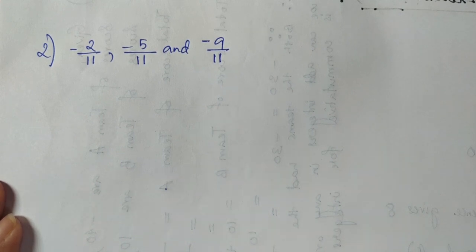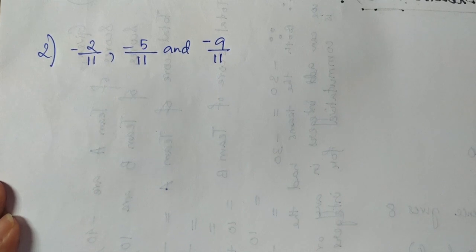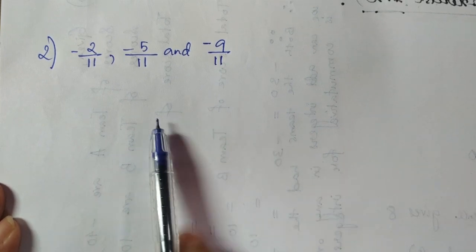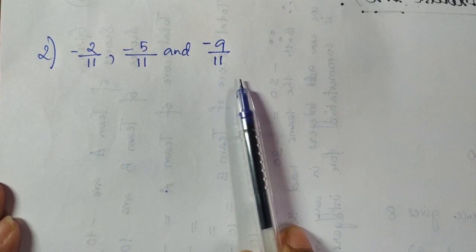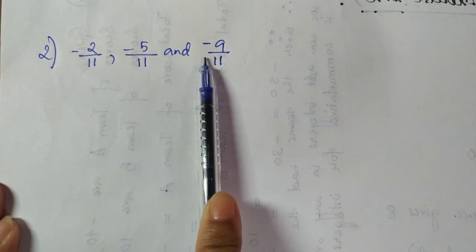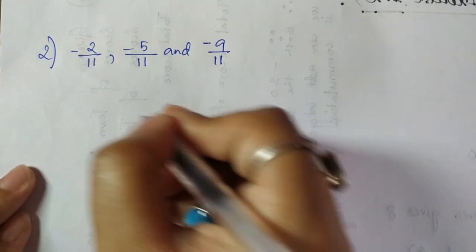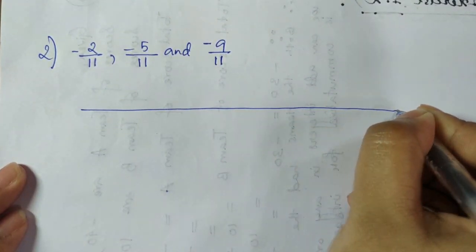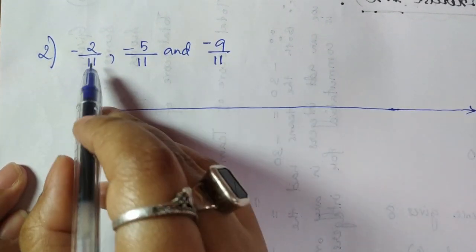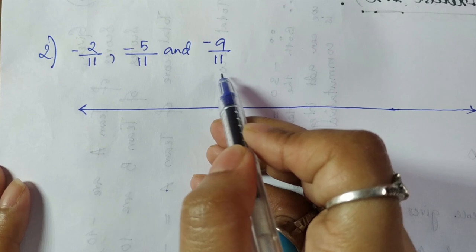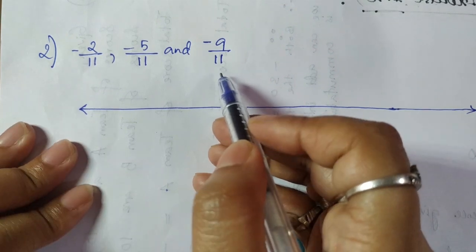Okay, now moving on to question number 2. Question number 2 is represent minus 2 by 11, minus 5 by 11 and minus 9 by 11 on the number line. So when it is given on the number line, it means we have to represent all this in one single number line. Now you can see all these 3 are negative. Okay, so what I will do, I'll make a number line first. Okay, this is my number line and I can see all of them are proper fractions. So I do not have to convert them into mixed fractions.